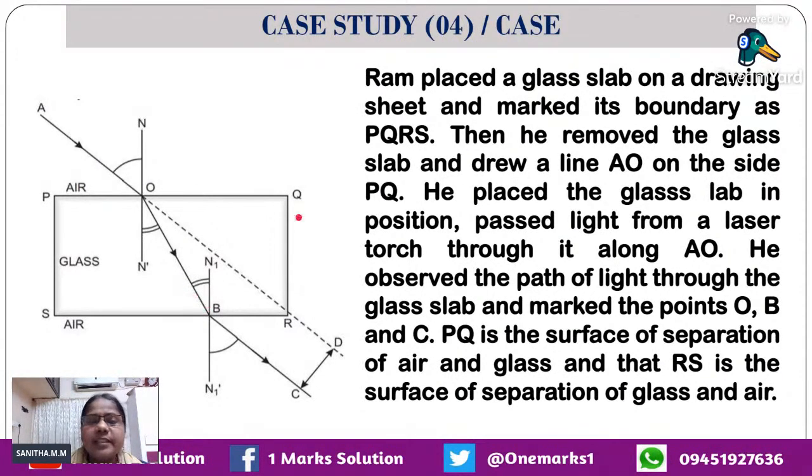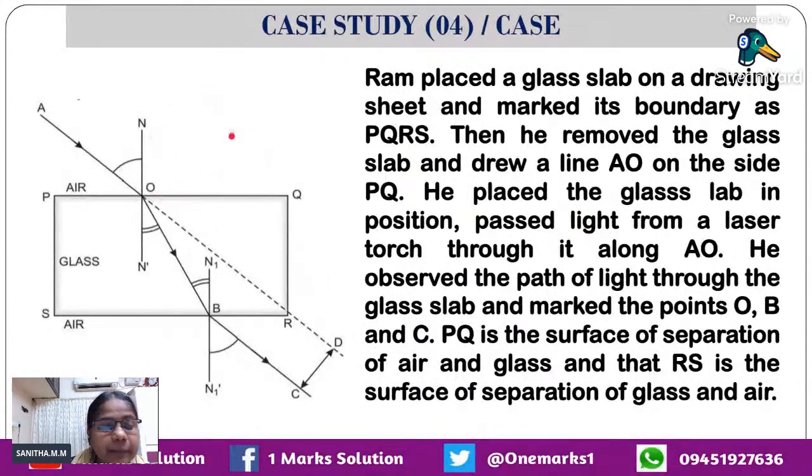Okay. Now let us just read it out. Ram placed a glass slab. One of the students, we can call him Ram. Ram placed a glass slab on a drawing sheet and marked its boundary as PQRS. Then he removed the glass slab and drew a line AO, that is the incident ray, on the side PQ. He placed the glass slab again. For what purpose he placed it there? Then only we will get the other rays. So he placed the glass slab in position, passed light from a laser. If you are putting the laser, it is just like a one light you can see, isn't it?